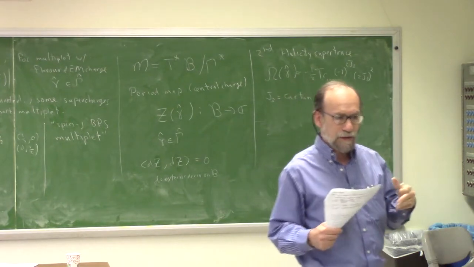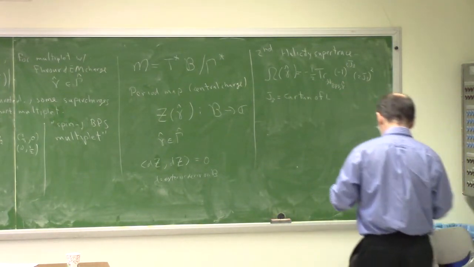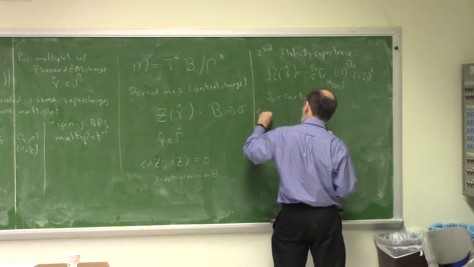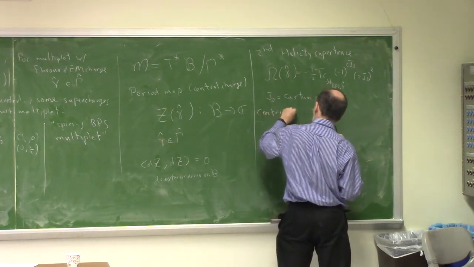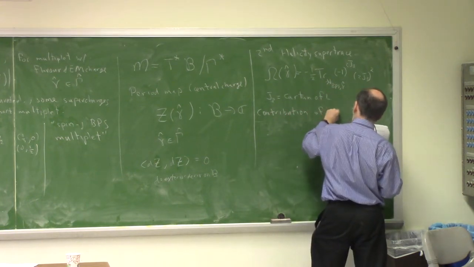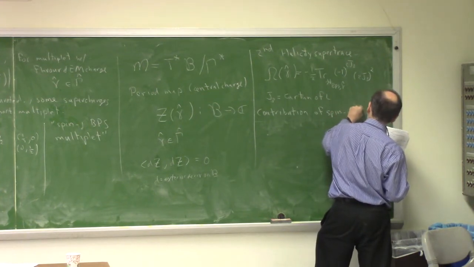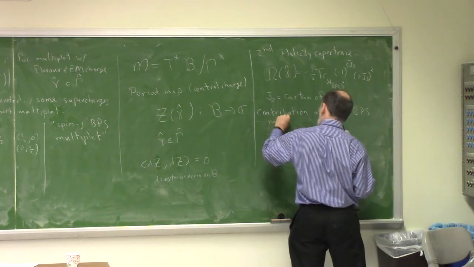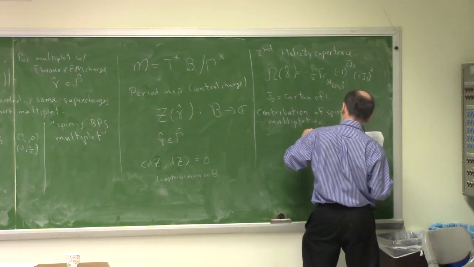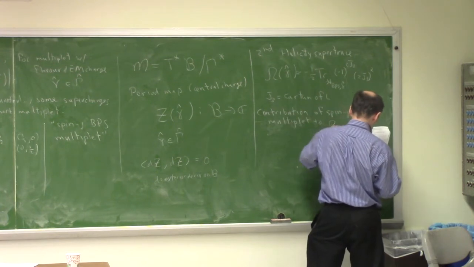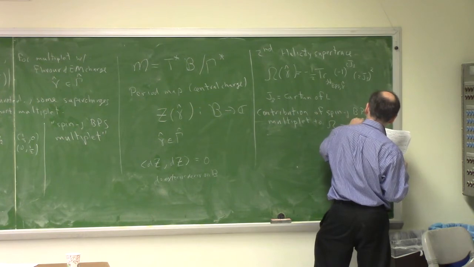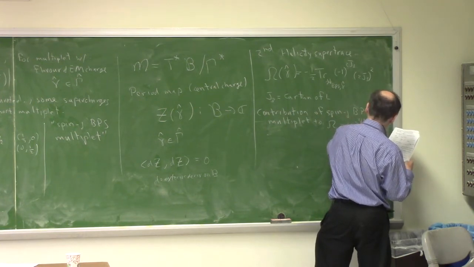The first non-trivial one is the second helicity supertrace, and you can amuse yourself, if you get bored in the rest of the talk, that the contribution of a spin J BPS multiplet to omega is equal to (-1)^(2J) times (2J+1) times 2J.